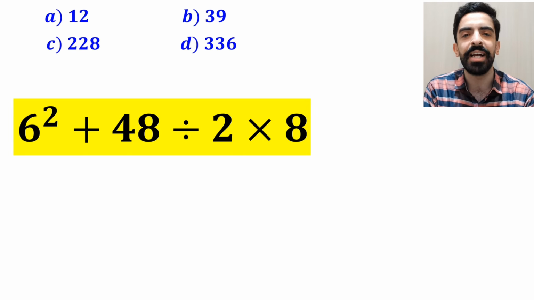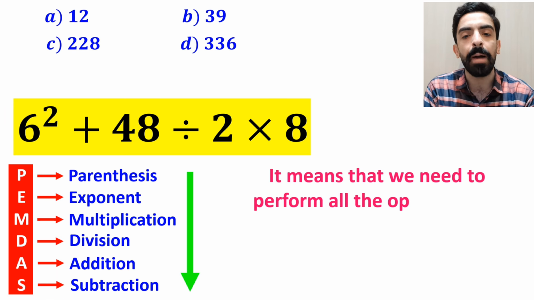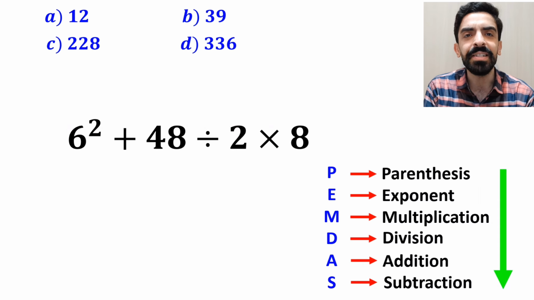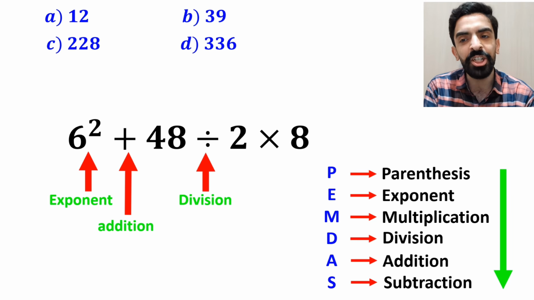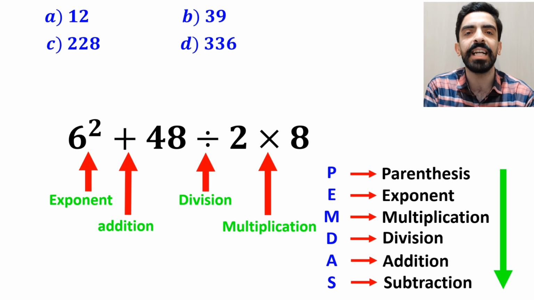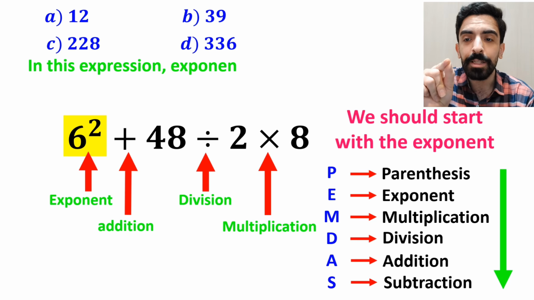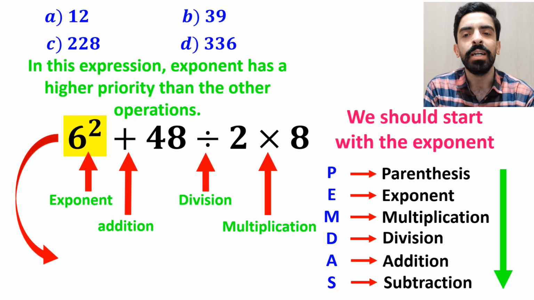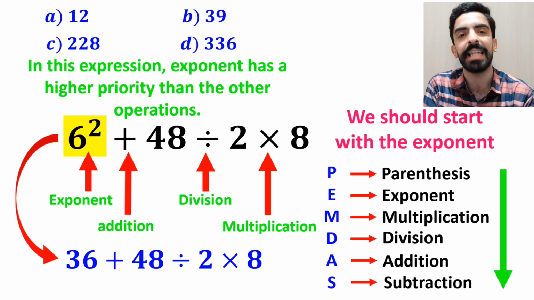To solve this question, we must follow the PEMDAS rule. It means that we need to perform all the operations in order from top to bottom. Alright, as you can see on the screen, in this expression, first you have an exponent, then an addition sign, followed by a division, and finally a multiplication. We should start with the exponent, because in this expression, exponent has a higher priority than the other operations. So, this expression simplifies to 36 plus 48 divided by 2 times 8.